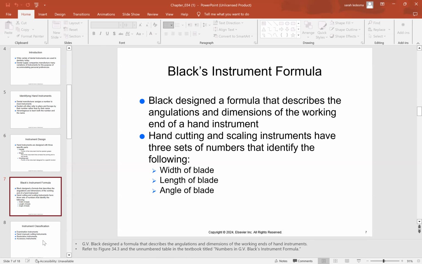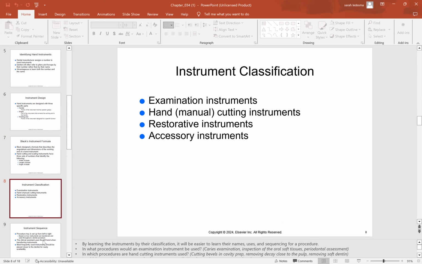We talk a little bit about instrument classification. So four separate classifications. We have our exam instruments, our manual cutting instruments, restorative instruments, and then accessory. So when you're in the field, it's not only important to learn the names and numbers and functions of instruments, but also what classification they fall into.